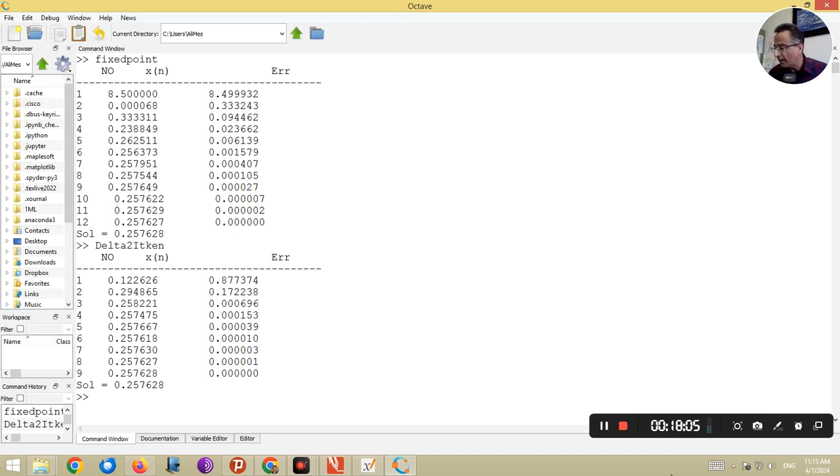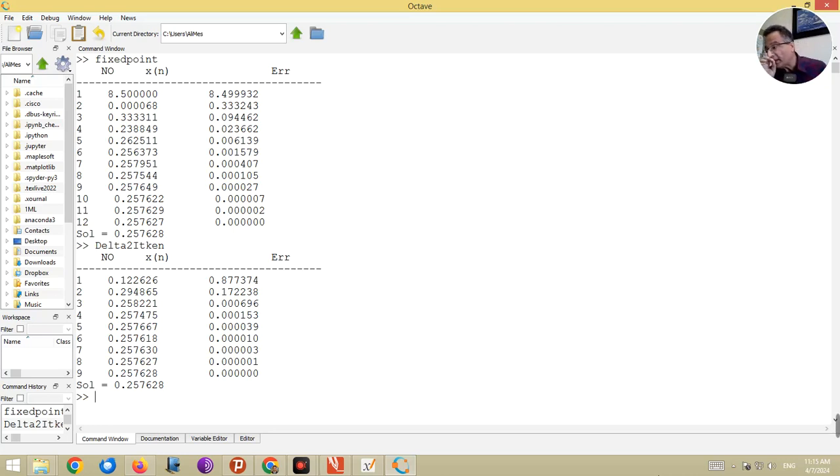In the next lecture, we will compute the roots of a polynomial with a new technique we call the Horner method for computing the values of f of x and f prime of x.